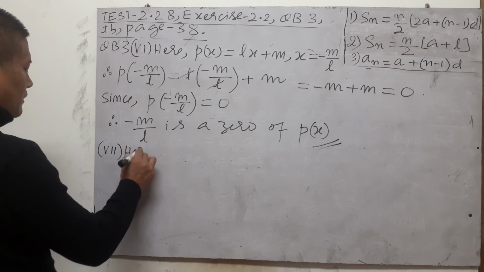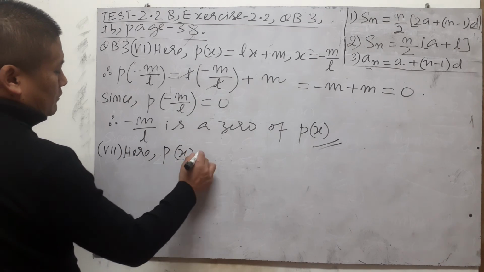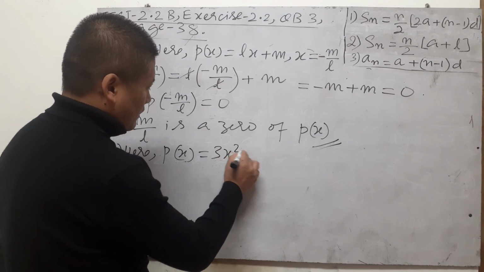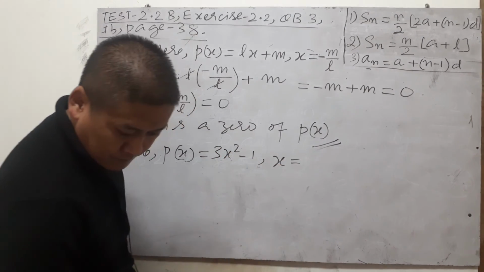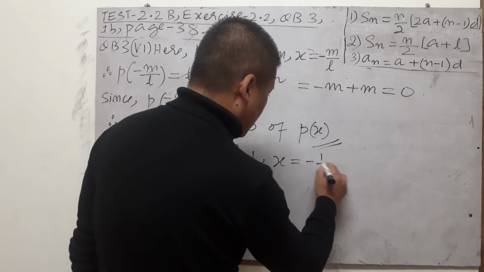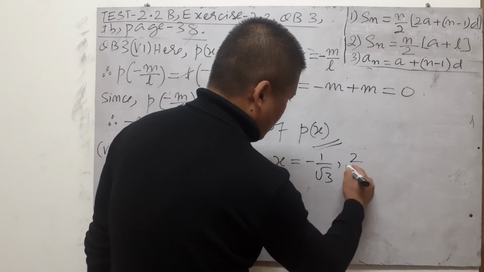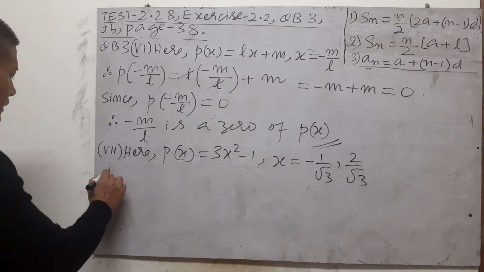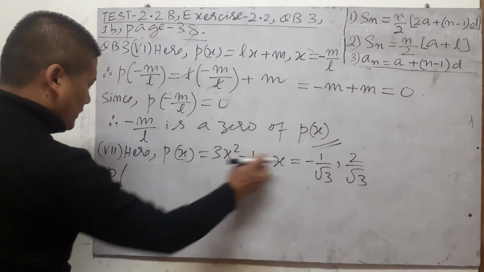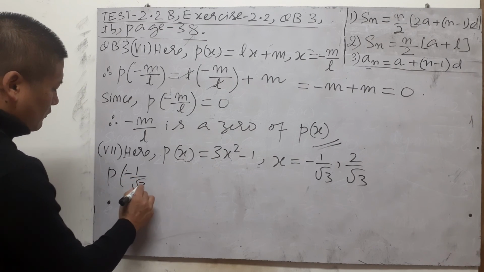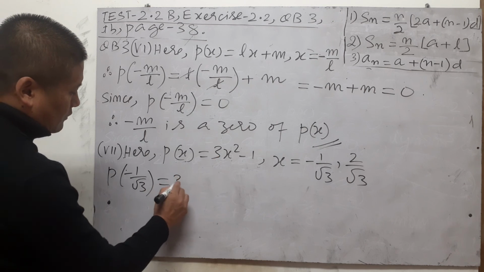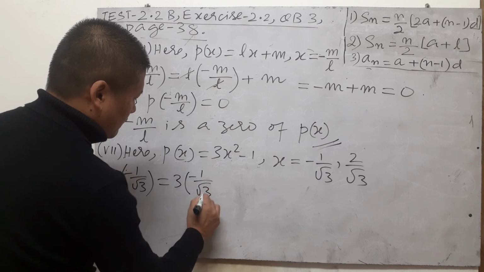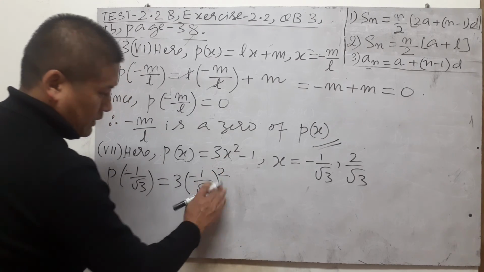So here the p of x value is given as 3x squared minus 1, for x equal to two values: minus 1 by root 3 and plus 2 by root 3, I think. Yes. So let's start with the first one. P of the first value of x, minus 1 by root 3. Here x will be replaced by minus 1 by root 3 squared, so the whole thing in square brackets must be there.